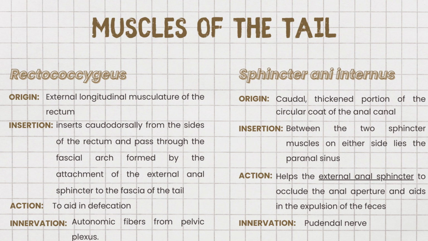And the sphincter ani internus's origin would be the caudal, thickened portion of the circular coat of the anal canal. The insertion would be between the two sphincter muscles. On either side lies the perineal sinus. And the action would be to help the external anal sphincter to occlude the anal aperture and aid in the expulsion of the feces. Its innervation would be the pudendal nerve.